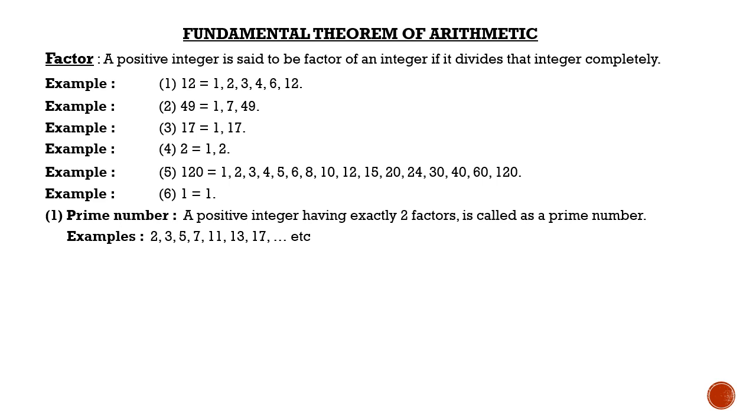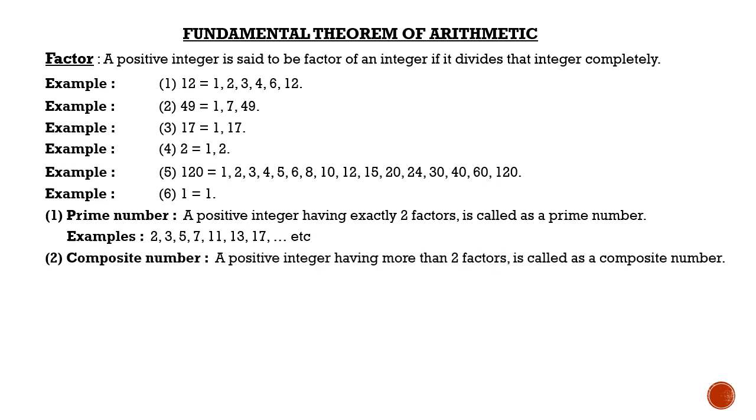The next type of number which we are going to study is the composite number. If a positive integer has more than two factors, that is 3 or more factors, then it is called a composite number. In the above six examples, we can say that 12, 49 and 120 are composite numbers because they have 3 or more factors. Some examples of composite numbers are 4, 6, 8, 9, 10, 12, 14, 16. All these are composite numbers because they have more than two factors.